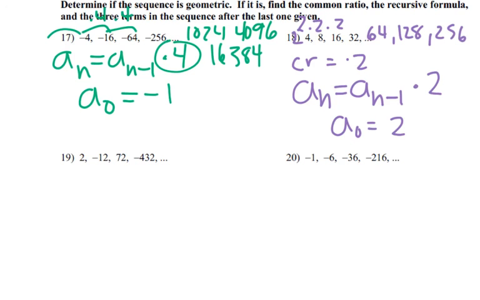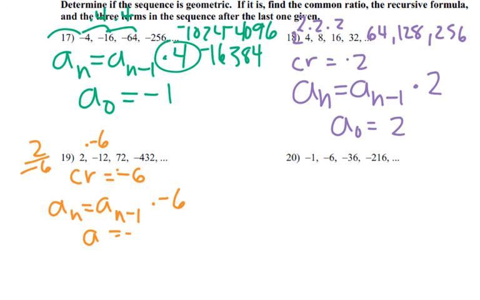Number 19, 2 to negative 12 to positive 72, times them by negative 6. So common ratio, negative 6 timesing. Okay, so a sub n equals a sub n minus 1 times a negative 6. Oh, by the way, those would have all been negative. I meant to say negatives. Okay, start number, 2 divided by negative 6 would reduce to negative 1/3. To keep it going, 432 times negative 6 would be a positive 2592. Times that by negative 6, negative 15,552.